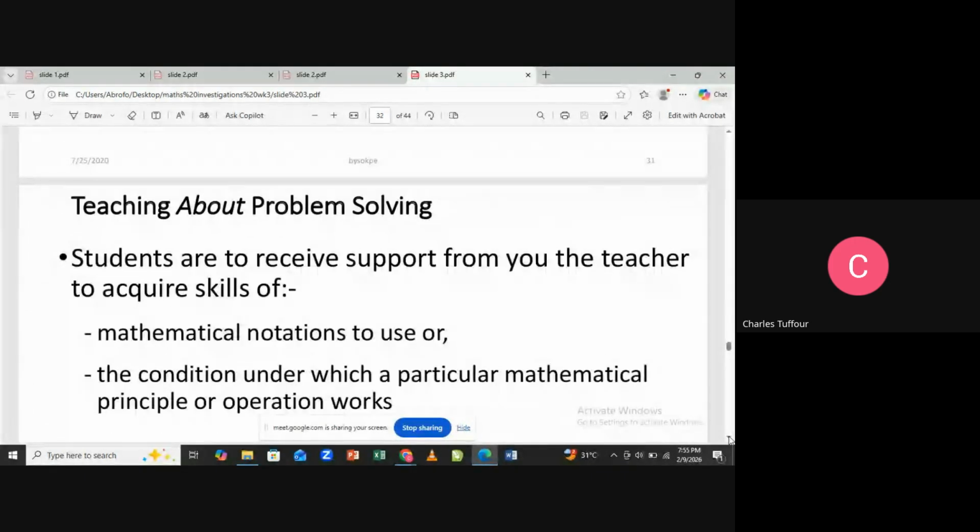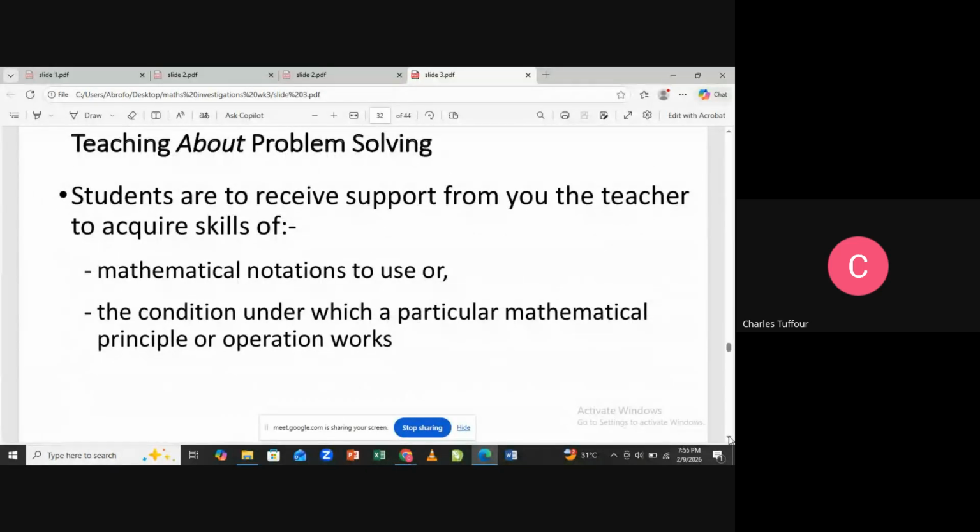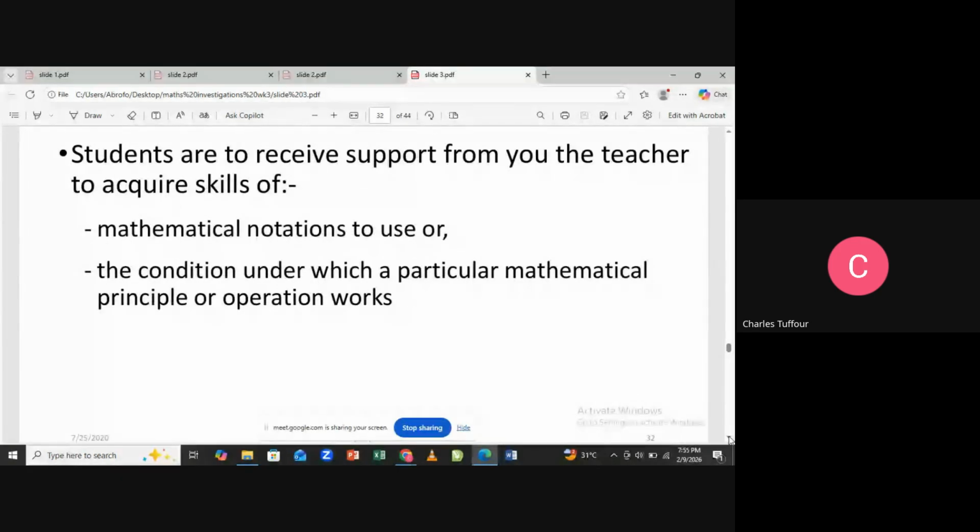Students are to receive support from you, the teacher, to acquire skills of mathematical notations to use, or the condition under which a particular mathematical principle or operation works. You are not giving it to them, but you guide them to use appropriate mathematical notation, appropriate mathematical symbols.